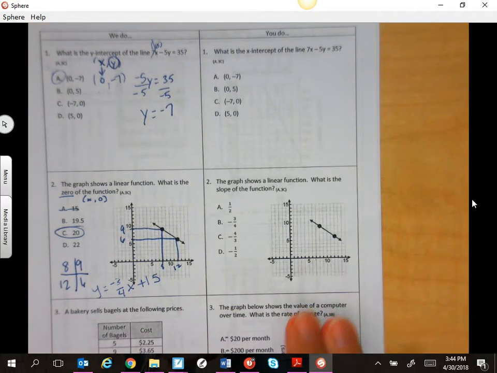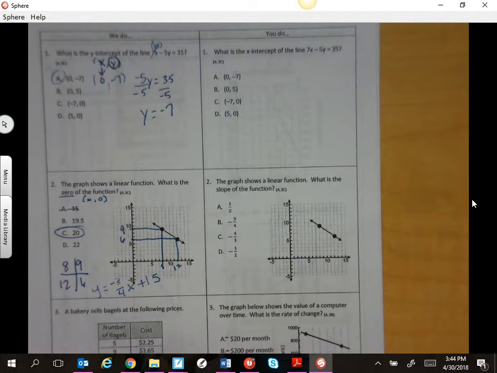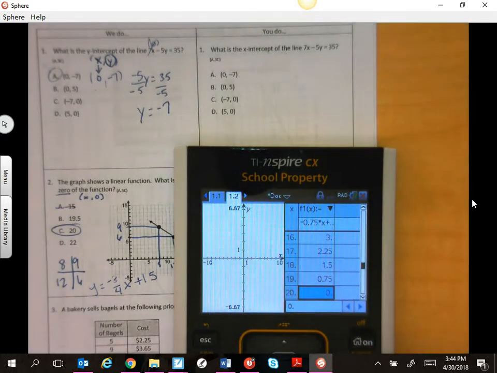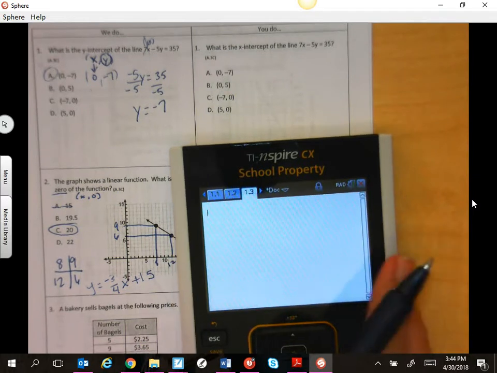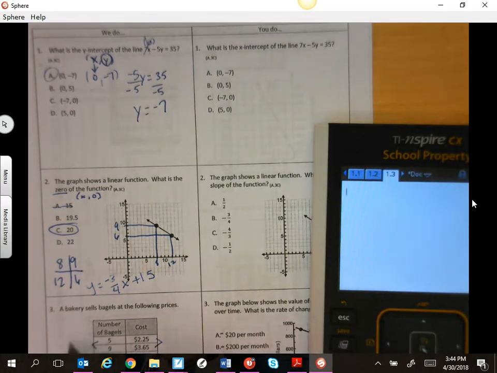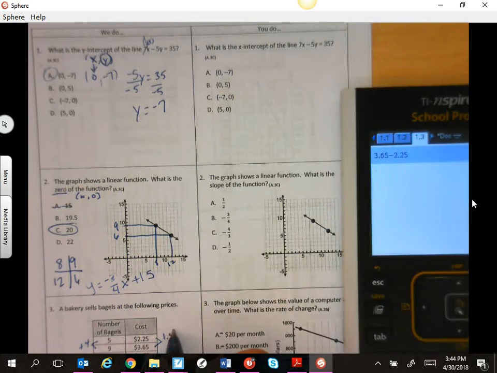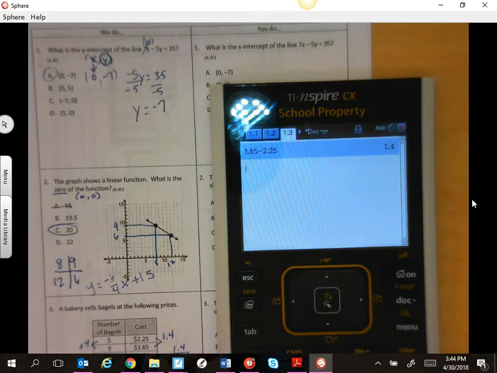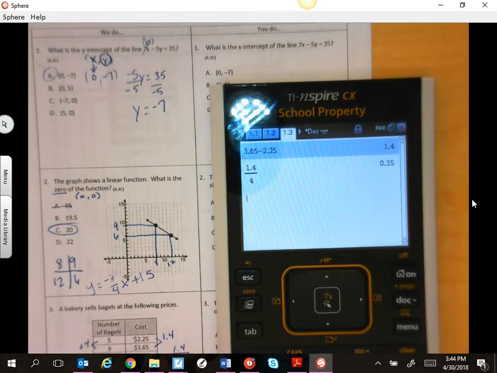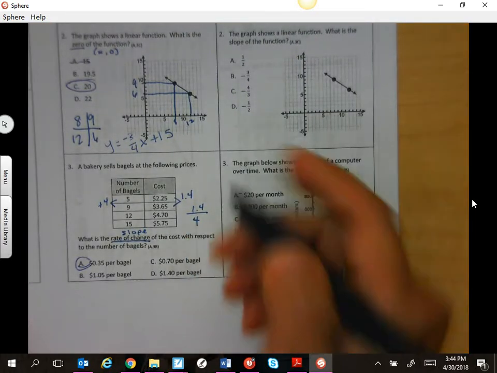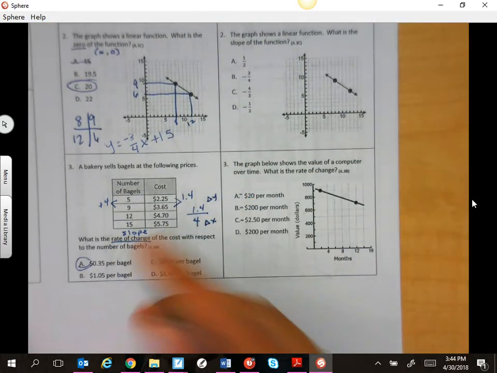Here we have rate of change, aka slope. So we can just say change in y over change in x. You can do that in your calculator if you wanted. So we know this is plus 4. If you want to be lazy, you can say 3.65 minus 2.25 is 1.4. So it's change in y, 1.4, over change in x. I can just say divided by 4, 35 cents per bagel. It's going to be A. Sorry, I was not high enough on that one. So here, change in y, change in x, 0.35.